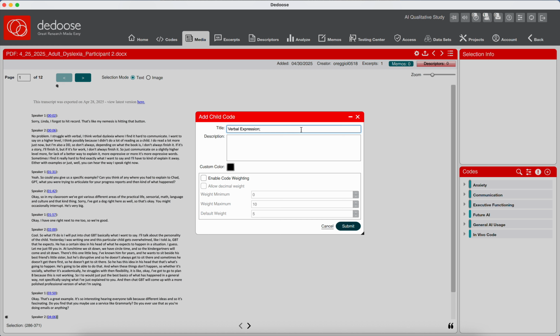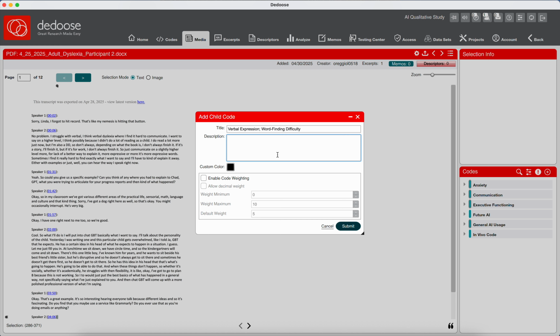Then she says verbal dyslexia, which from the rest of the paragraph does seem to be related to difficulty finding words. So I'm putting some additional tags so that as I dig into my codes later, I don't miss important themes just because I'm coding everything as communication or executive functioning. I want to be as specific as possible right here.